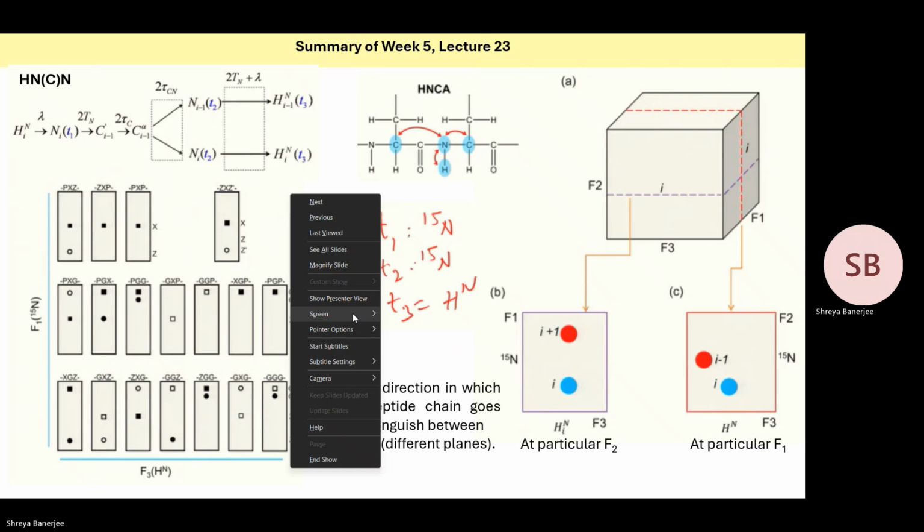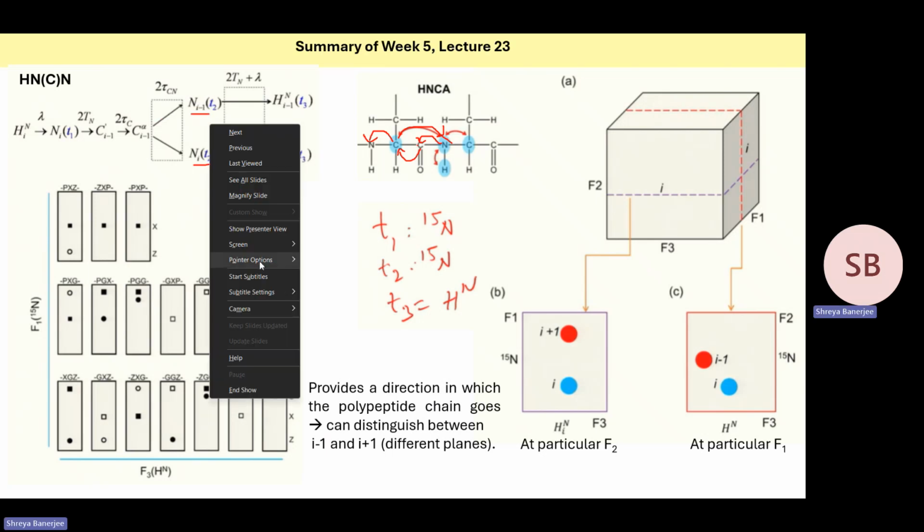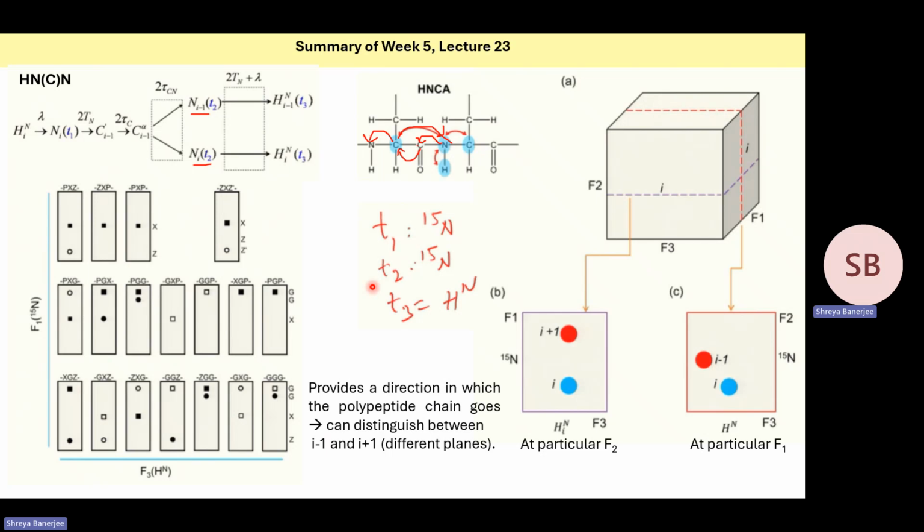C prime is basically the carbonyl carbon of the previous residue. From here, you are going to the C alpha of the preceding residue, which is here. From the C alpha of the preceding residue, you can go to the N amide of the same residue that you are in, or you can jump to the N of the next residue. So this is already shown. You can jump here. This forms T2, or your second frequency axis, which is also a 15N.